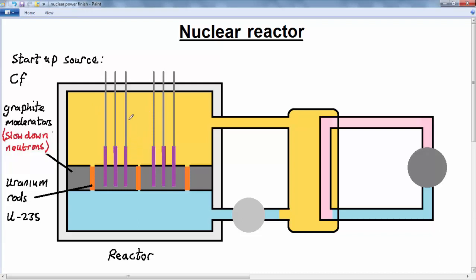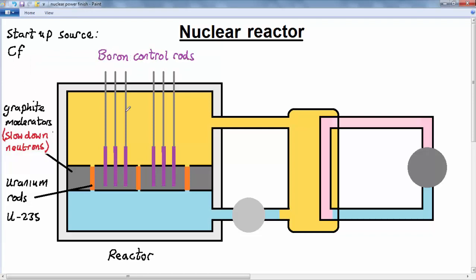And the way this happens is using these boron control rods. Okay, these are the rods marked in purple. These are boron control rods, and these can be lowered into the reactor core to reduce the number of neutrons present and so slow down the nuclear reaction that's taking place. So you can control the nuclear reaction using these boron rods.